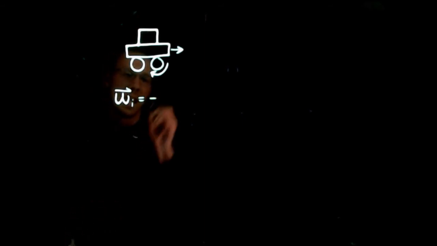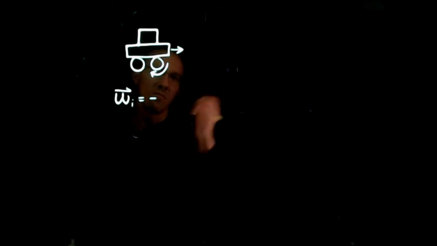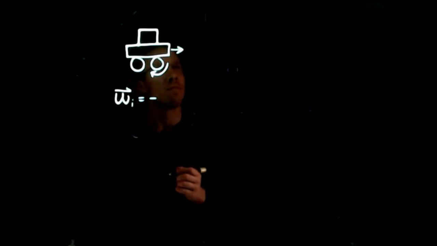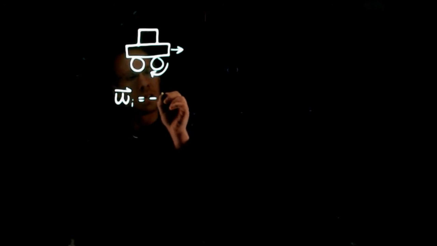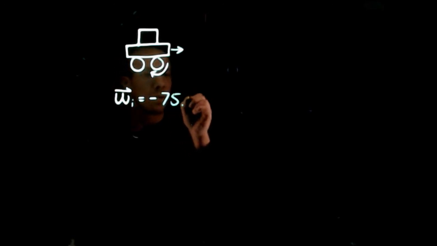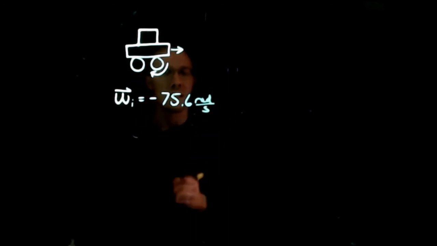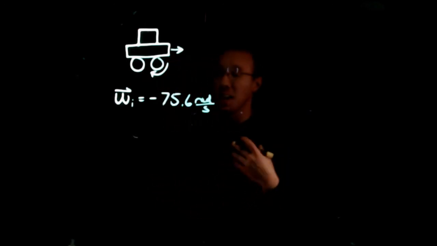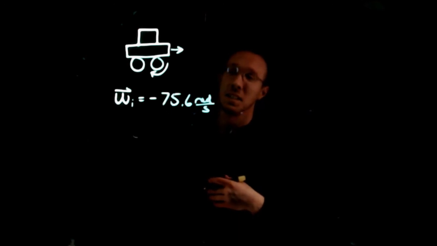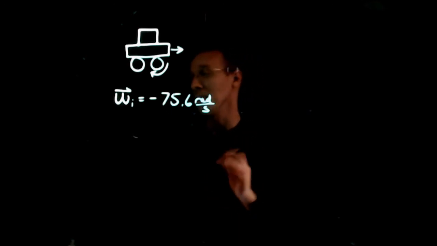And if you look at the first video, I went over positive and negative, okay? So let's say it starts out with an initial angular velocity of negative, how fast could it be rotating? How about 75.6 radians per second? Okay. That'd be the tire going around, I don't know, like 11 times, 12 times in 1 second. That's probably pretty fast, and maybe that's ridiculous, but let's say that's it.